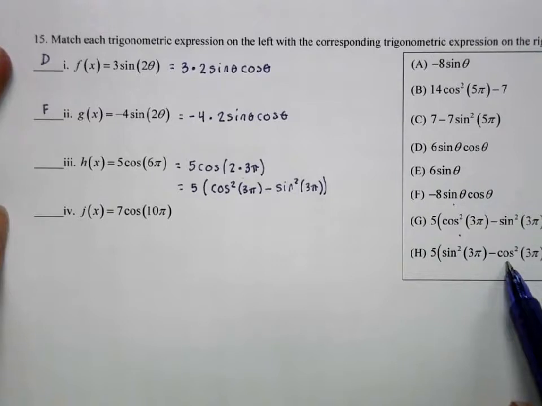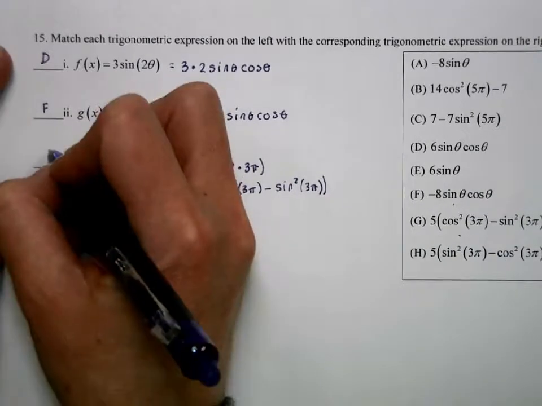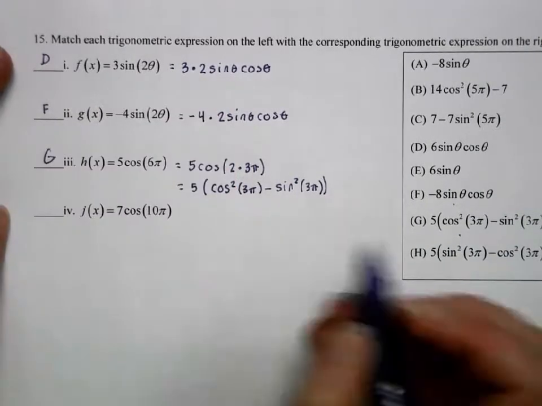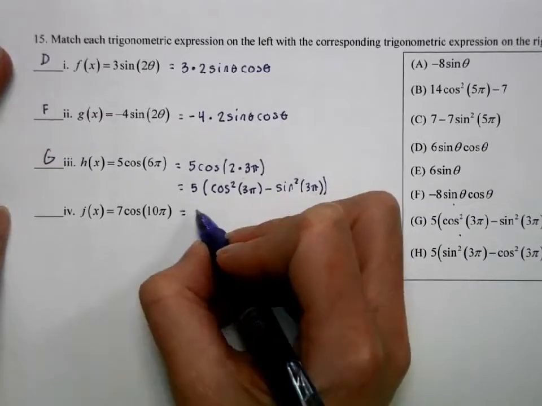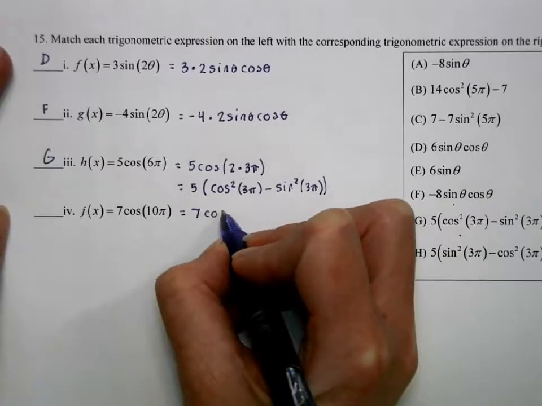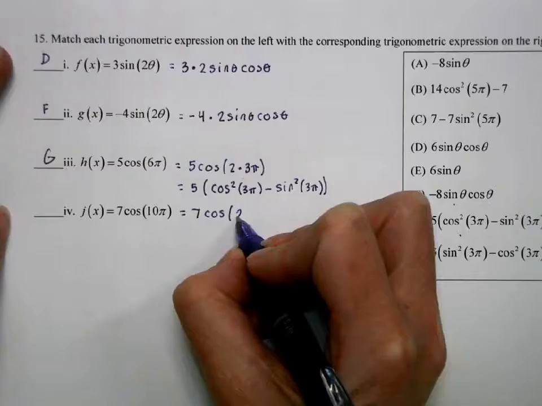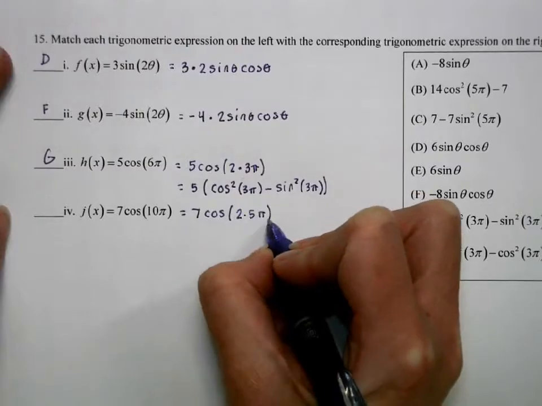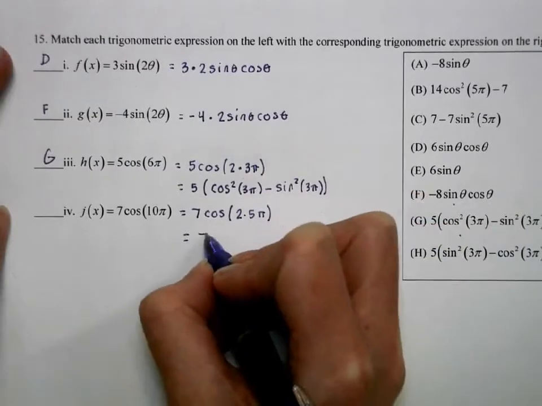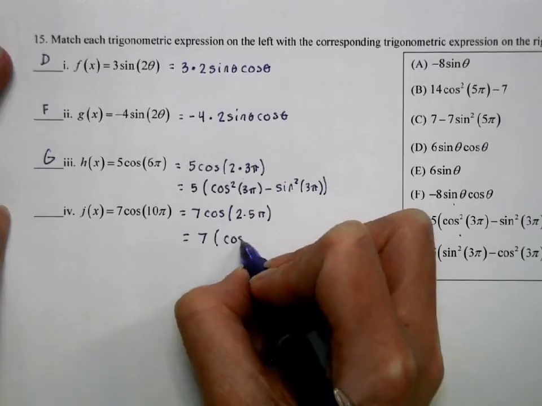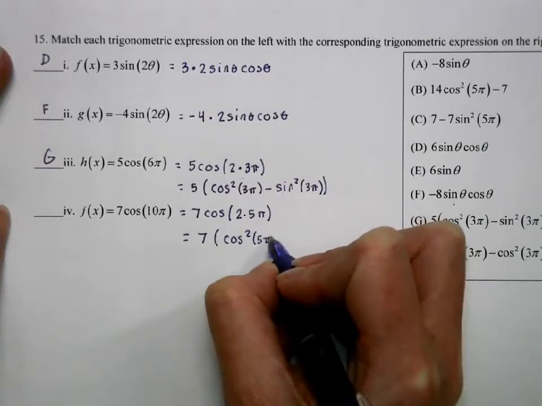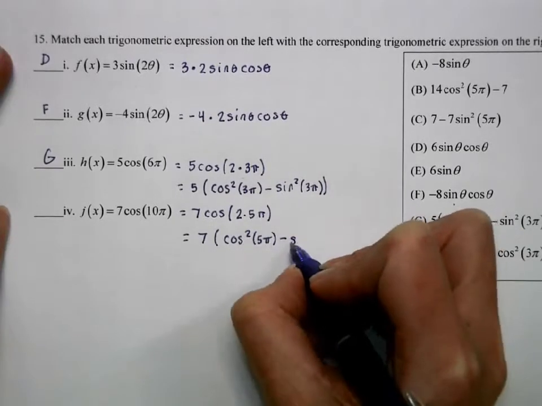7, we're going to do the same thing. So 7 cosine, I'll rewrite that 10 pi as 2 times 5 pi. So one option is 7 times cosine squared 5 pi minus sine squared 5 pi, which is not one of our options.